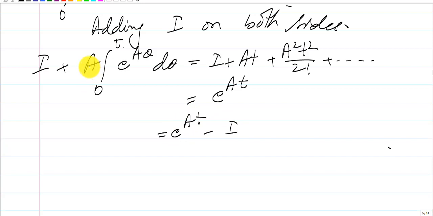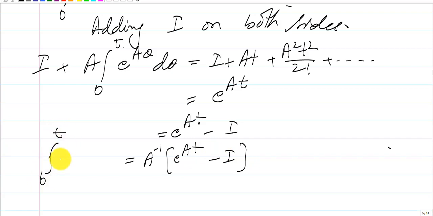Now pre-multiplying A inverse on both sides, we get A inverse times e raised power A t minus I, which equals the integral from 0 to t of e raised power A theta d theta. So that will be the integration of this state transition matrix. Obviously A inverse must exist to find this integral. If A inverse does not exist, obviously there will be no solution for that.